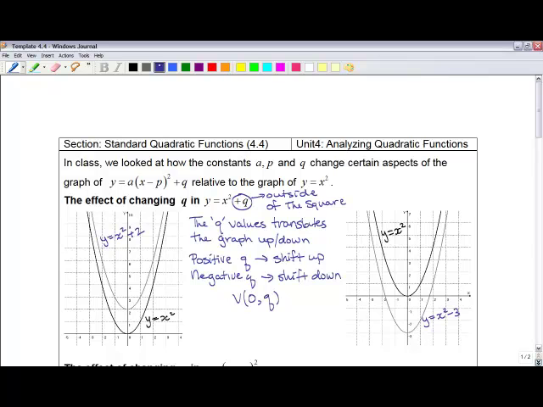So from that standard point, from that vertex of 0, q, for instance, on the left-hand graph here, 0, 2, we still draw a standard graph. Out 1, up 1 on both sides. 2, 4, 3, 9, etc., etc., etc.